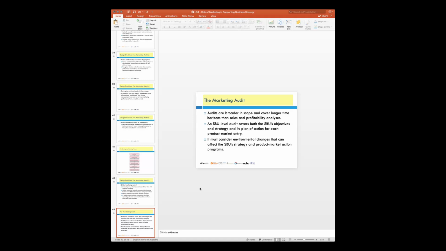So audits are broader in scope and cover a longer time period in order to understand the sales and marketing trends, or sales and profitability trends, for an organization. These audits can be done at the departmental level or the strategic business level.